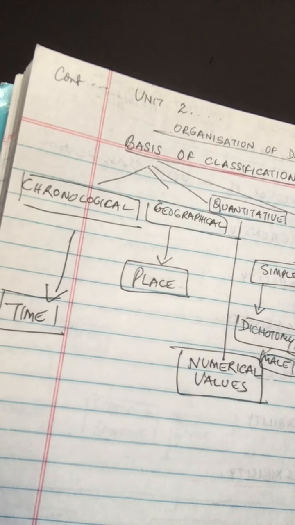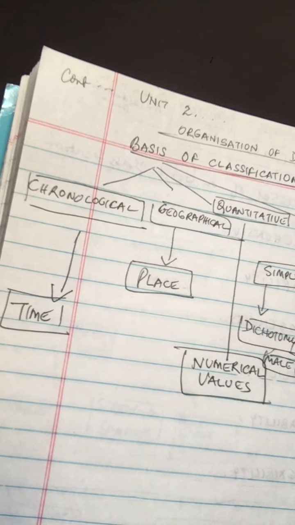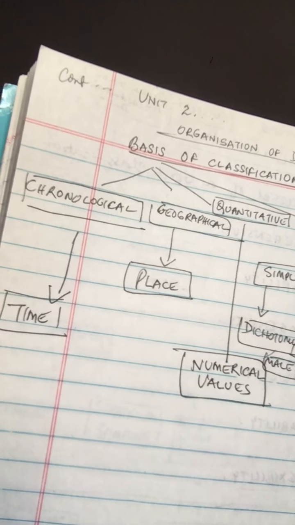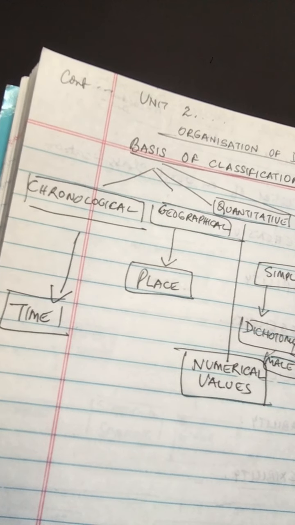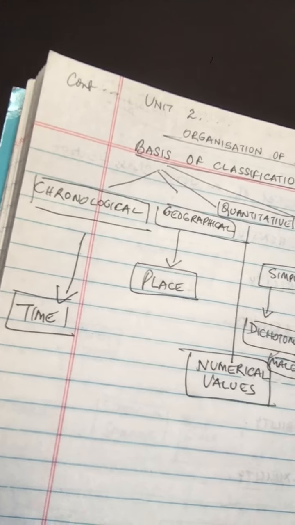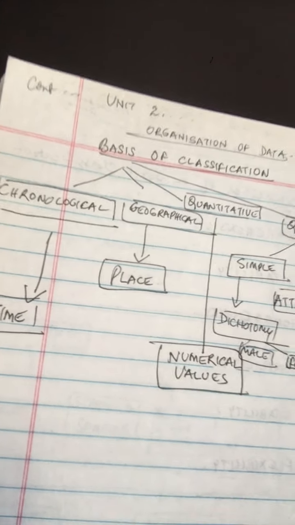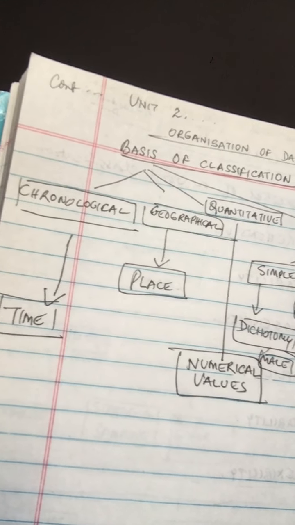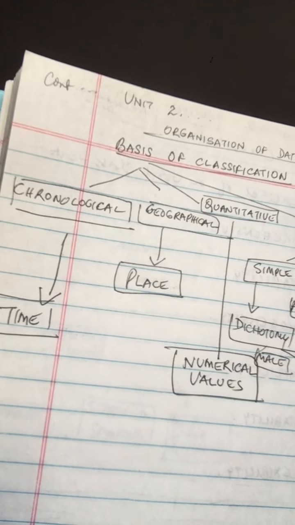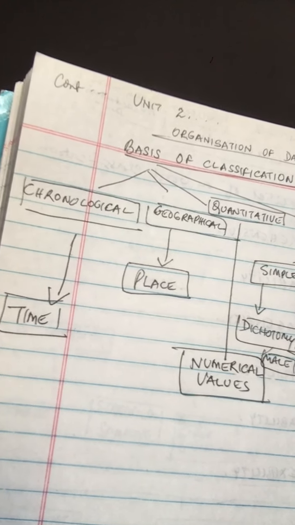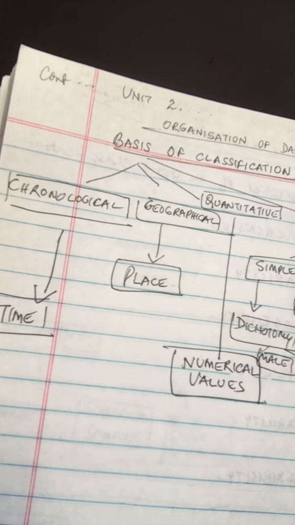In this, when the collected data with any characteristics, say students or something like that, are grouped into classes, it's called quantitative classification. All right, and then we have what is known as qualitative classification.